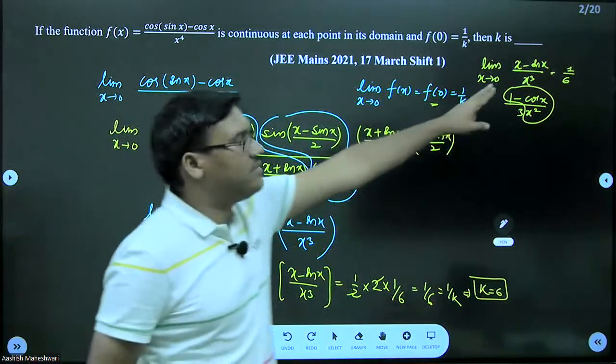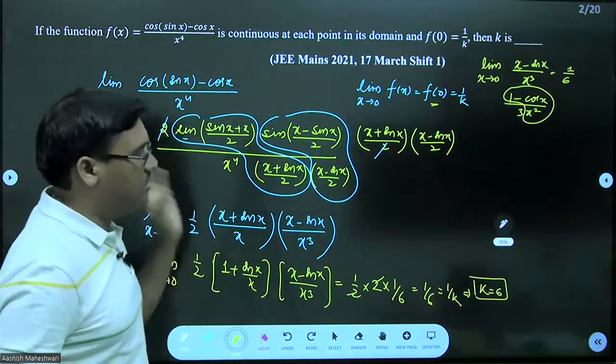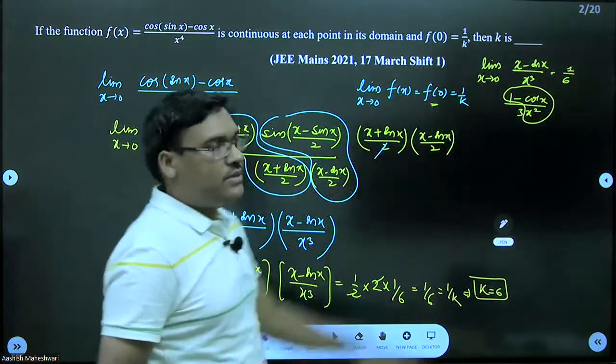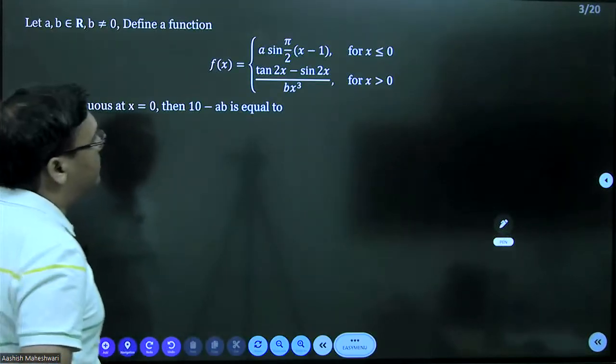If you don't remember this result, you can use the expansion to solve this question. Again, the expansion will take a little more time, so it's always better to remember these standard type of limits. Okay, so this is the easy question, right? Now let's talk about the next question.